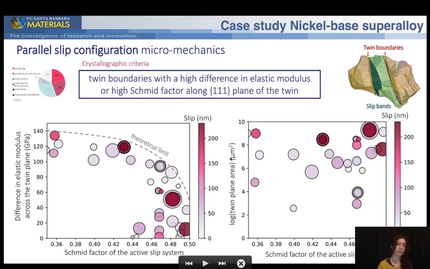And on the second plot, we learn from this 3D characterization that the larger the twin boundary area, the more intense the slip band. So the critical slip bands are the ones with high Schmid factor along the 1-1-1 plane, the critical twin boundary, or that have a high difference in elastic modulus and have a large twin plane area.